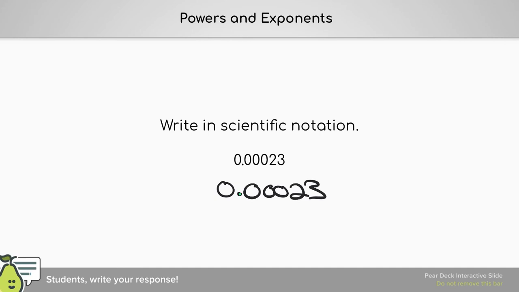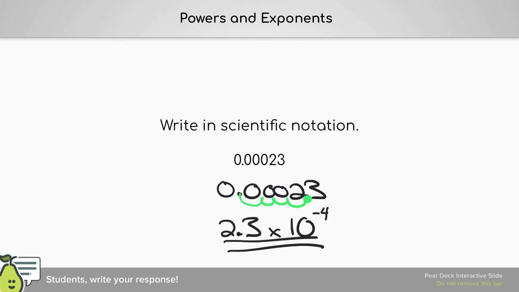So let's move it to the right. 1, 2, 3, 4 places to the right. And that gives us 2.3. It's at least 1, but less than 10, so we're good. Times a power of 10. And now how many times did I move the decimal? 1, 2, 3, 4 times, but to the right, and it's a small number, to the negative 4th power. 2.3 times 10 to the negative 4th power.